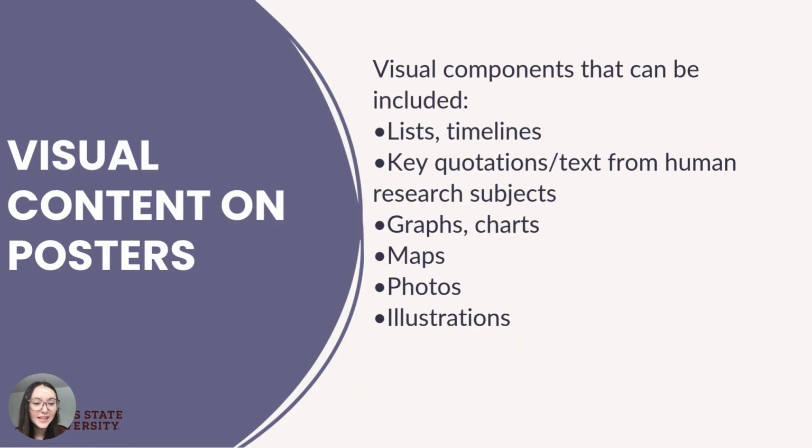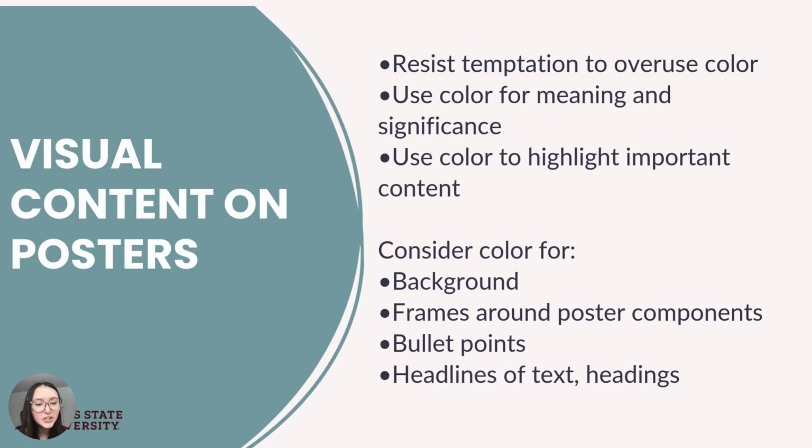Some visual components that can be included on your research poster are things like lists and timelines, stuff that's easy to understand, and nothing really in a paragraph format. Key quotations or texts from human research subjects. Graphs and charts are really easy on a poster for people to see and understand. Also, including maps, photos, and illustrations, make sure that your poster pops and stands out. So your poster should stand out in a good way, that means it's simple and easy to understand.